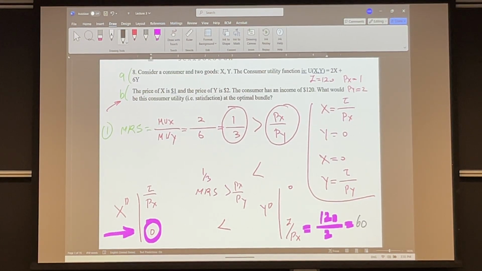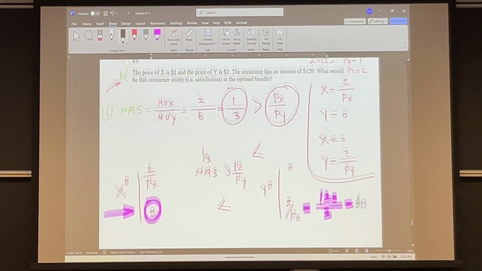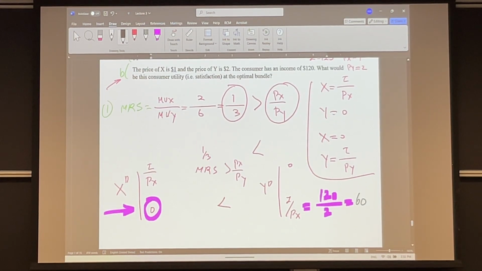Make sense? That is the optimal bundle. In this case, you are on the Y corner. You spend nothing on X. You don't like it as much as it costs you to buy it. And you spend all your money on Y. So Y demand is income over PY, right?